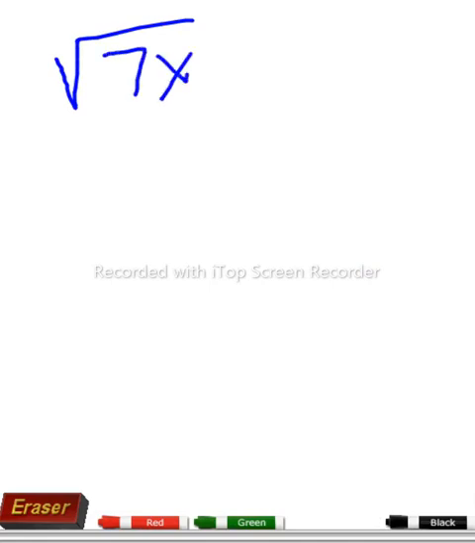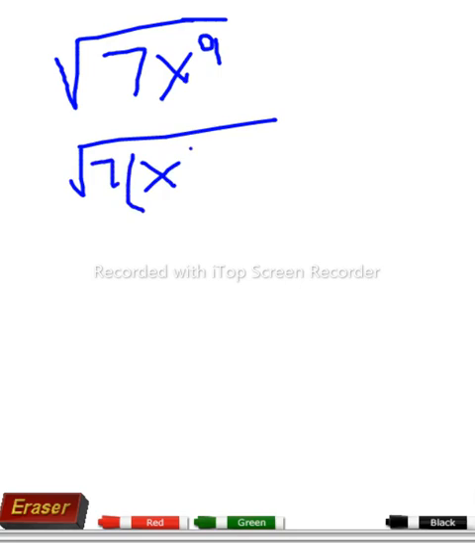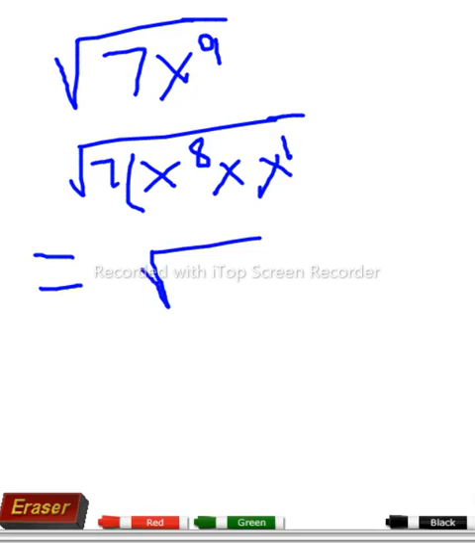7x to the power of 9. We can rewrite this equation again. We can write x to the power of 9 like this: x to the power of 8 times x to the power of 1. After that, when x to the power of 8 comes out of the square root, we get x to the power of 4.